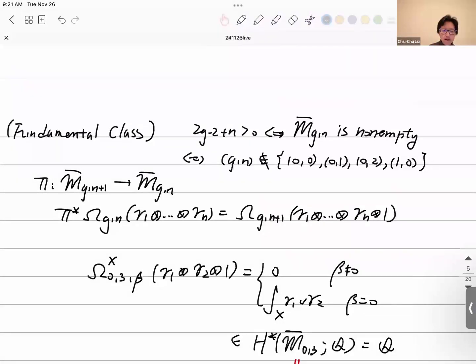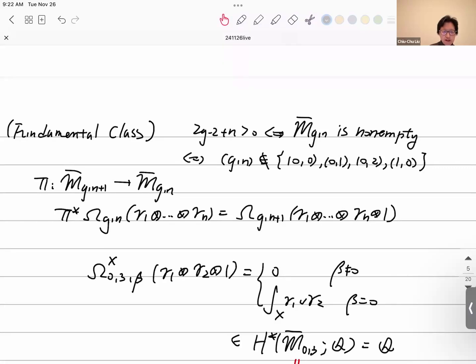Oh, so the fundamental class. Let's assume 2g minus 2 plus n is greater than 0, so that there is at least one genus g, n-pointed stable curve. That's the same as saying that (g, n) is not one of these 4 cases. So in this case, M bar g,n is not empty, and we can forget the last marked point, and we get this map.